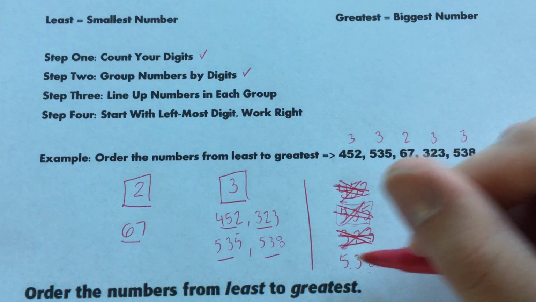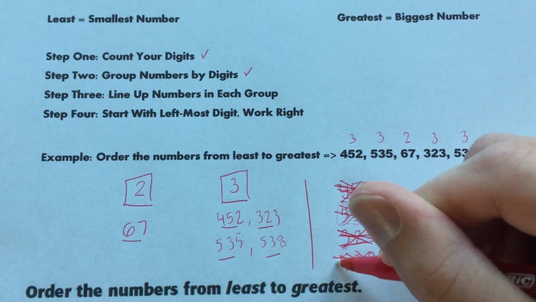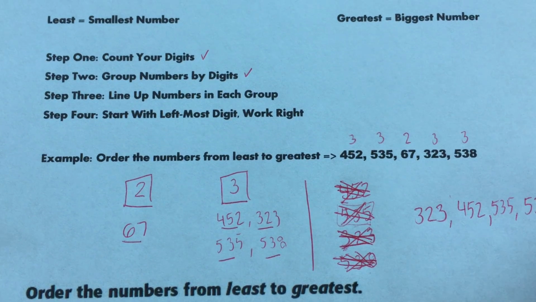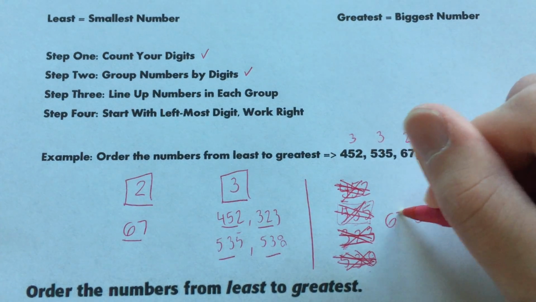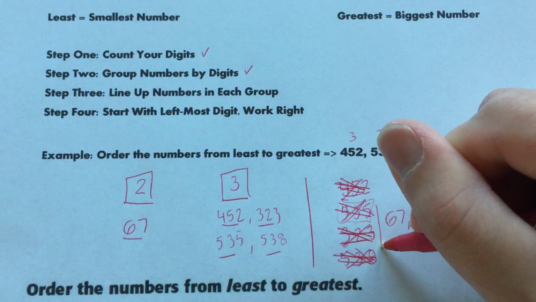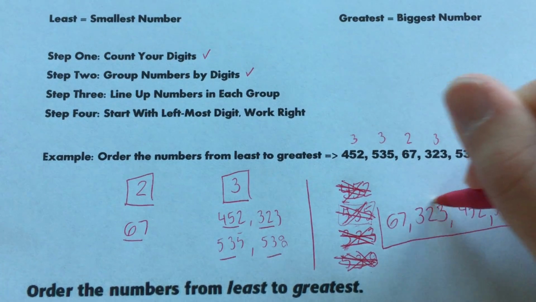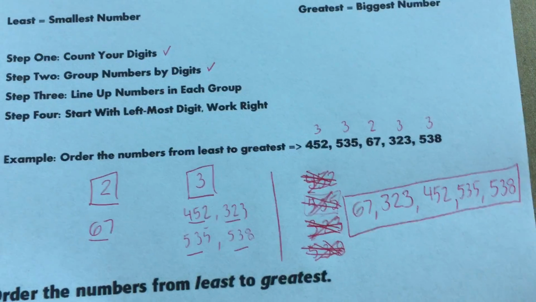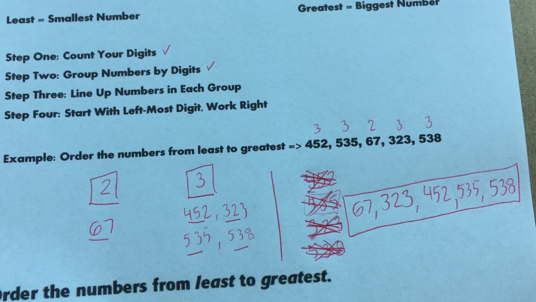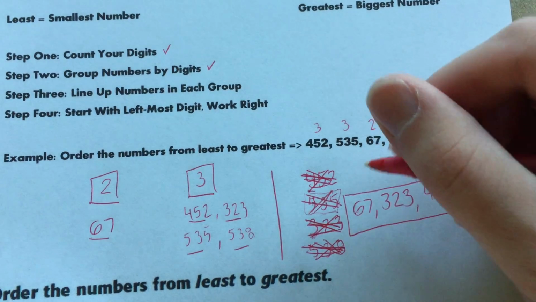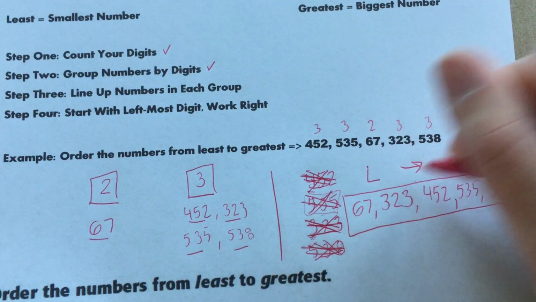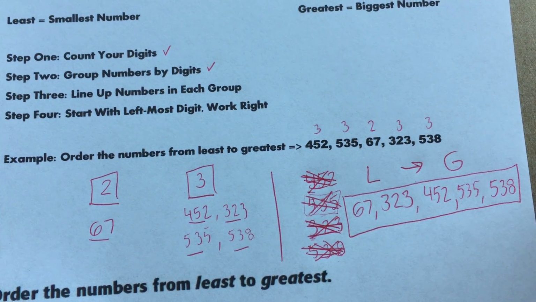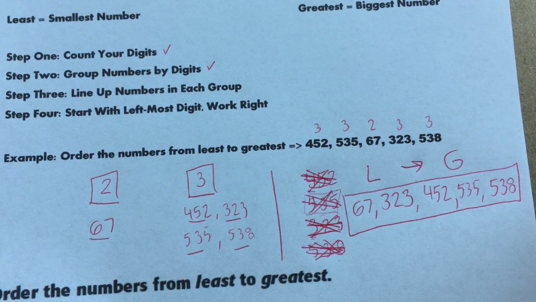Perfect. So we have all of those in order. And then we still have our 67 that we don't want to forget about. So we're going to put him out here because we know he is the smallest of the bunch. Only 2 digits compared to the 3 that are in all of the rest. He is the smallest number. So there we are, from least to greatest, all 5 of our numbers.